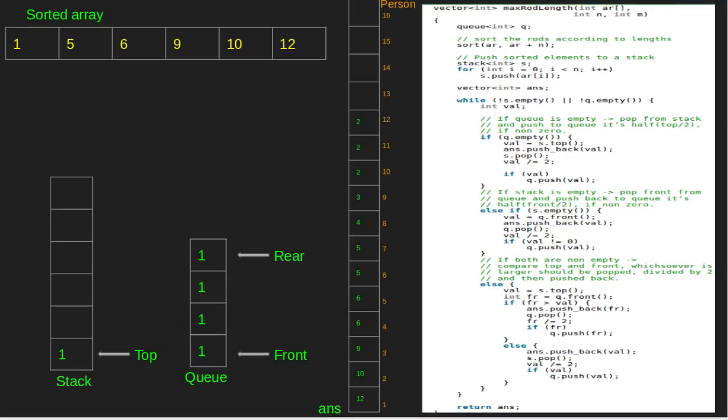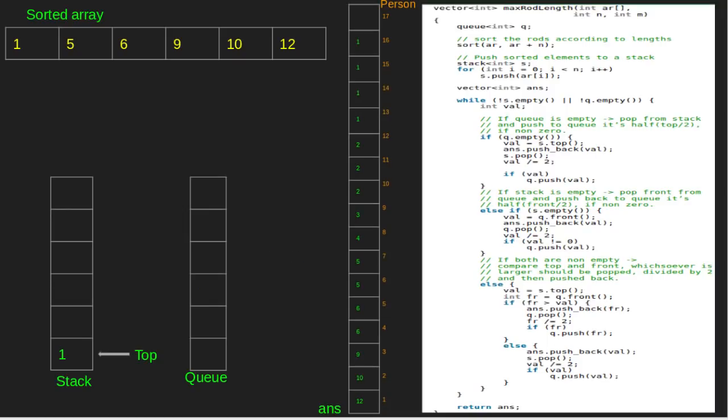Now, for the 13th, 14th, 15th and 16th iterations, 1 is not larger than 1. Thus, we'll pop 1 from the queue and push its half, that is 0. Thus, we'll not push anything. Thus, the 13th, 14th, 15th and 16th persons get a rod of length 1. Now, for the 17th iteration, the queue is empty. Thus, we'll pop 1 from the stack and push its half, that is 0, in the queue. That is, we'll not push anything in the queue. Thus, the 17th person gets a rod of length 1.